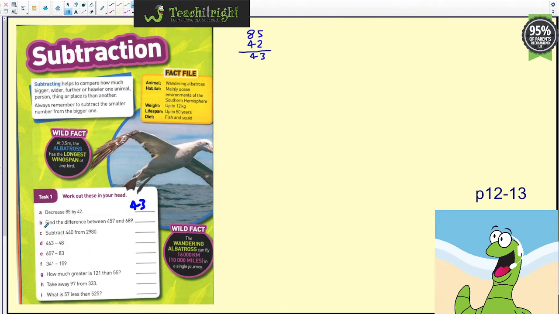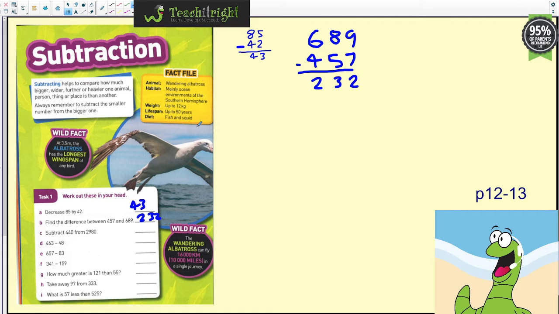For number 2, so B, we've got find the difference between these two. So again, if you're ever doing find the difference, you need to put the larger one on top. 689 subtract 457. Again, putting minus signs here to show what I'm doing. So 9 take away 7 is 2. 8 take away 5 is, not 4, it's 3. And then 6 take away 4 is 2. So 232.